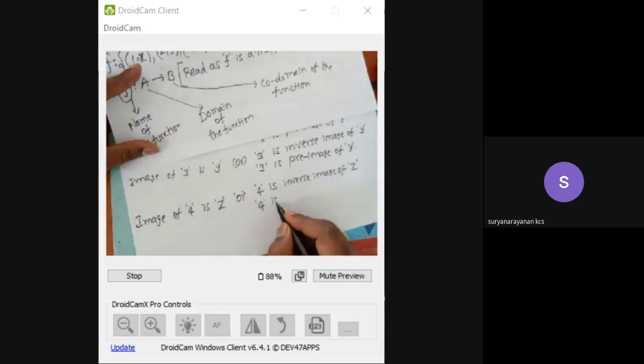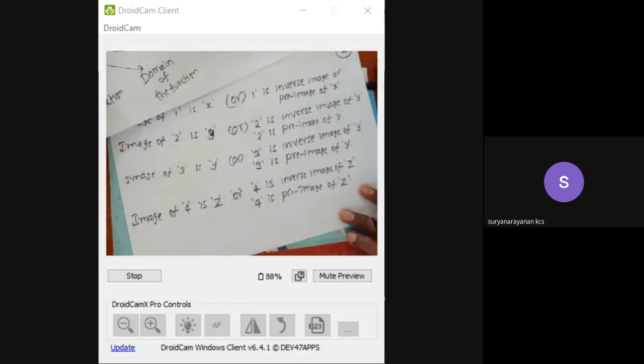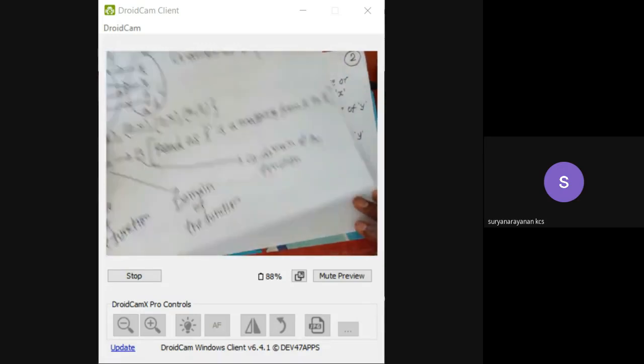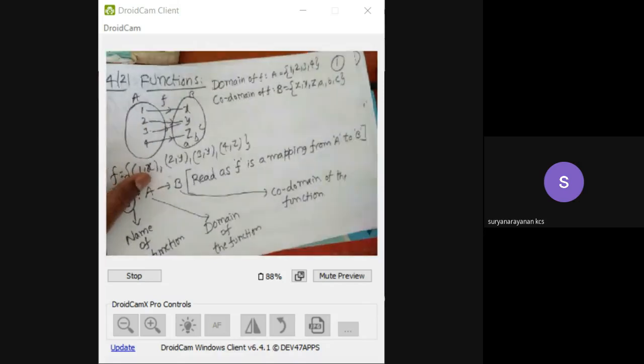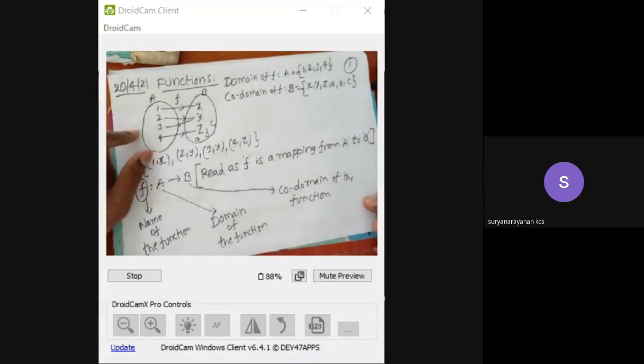Four is called the pre-image, the inverse image or pre-image of Z. Got this point, my children? What is meant by image? What is meant by pre-image? Got this point? All of you.